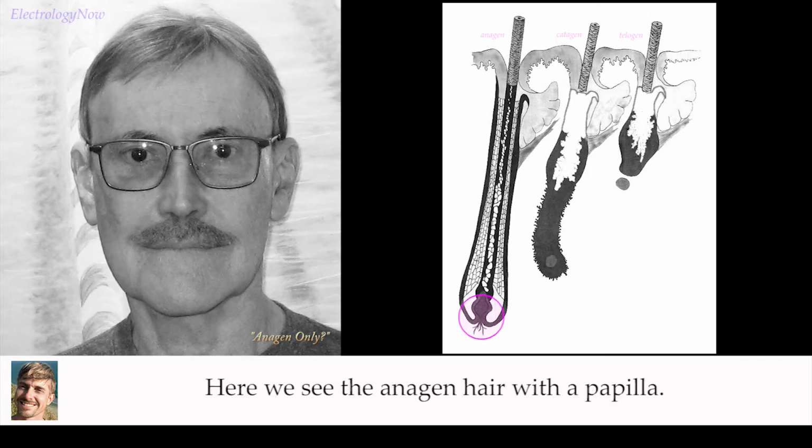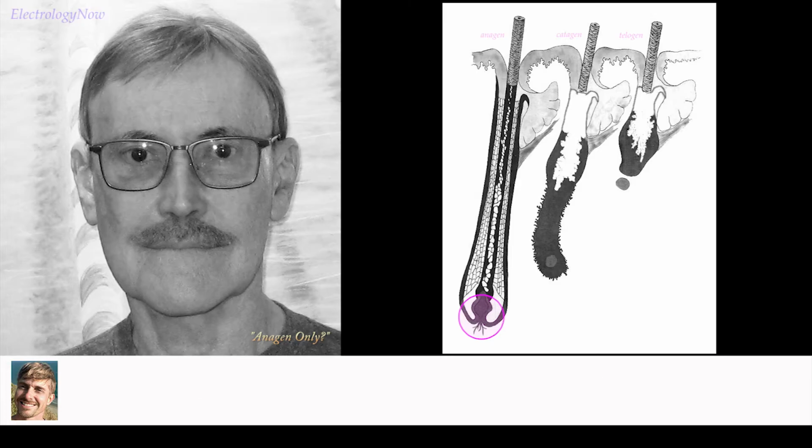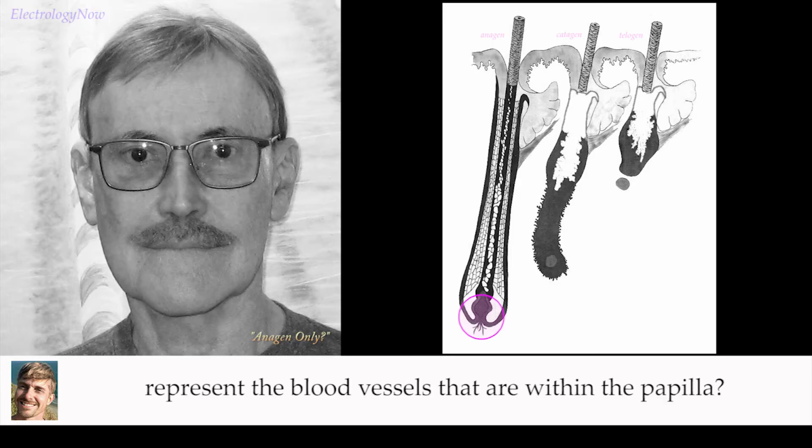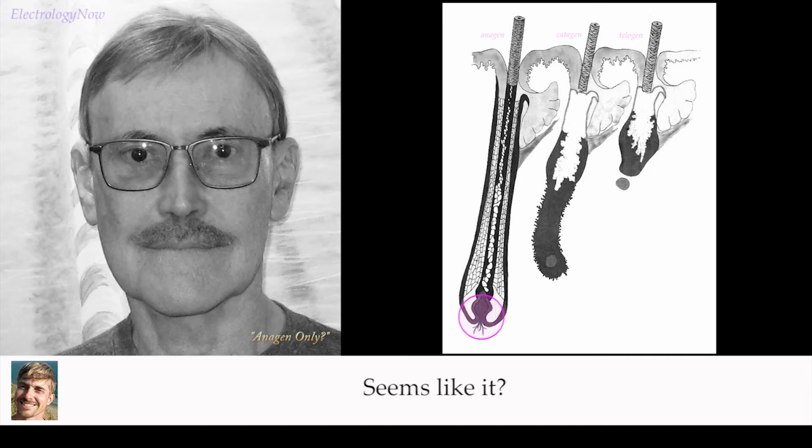Here, we see the anagen hair with a papilla. I suppose those little threads at the bottom represent the blood vessels that are within the papilla. It seems like it.